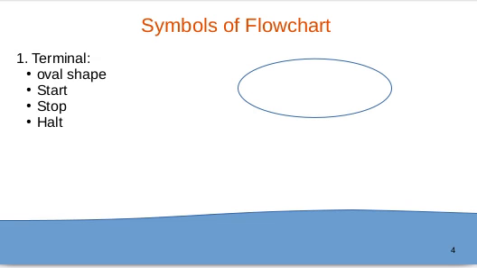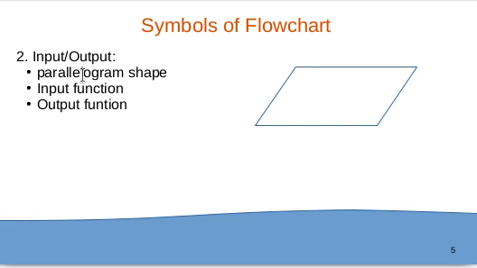Now let's start. What are the symbols of flowchart? Flowchart starts with the terminal symbol and ends with terminal symbol. So start and stop in this oval shape. And if there is any halt in this program present, then it is also represented with this oval shape. Now input and output. The input output symbol is represented by this parallelogram shape. When we take input or when we display the output, we use this symbol.